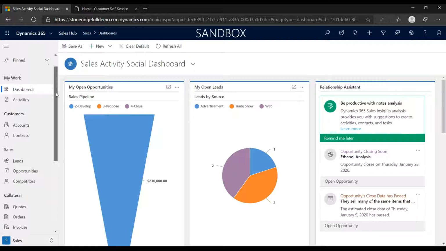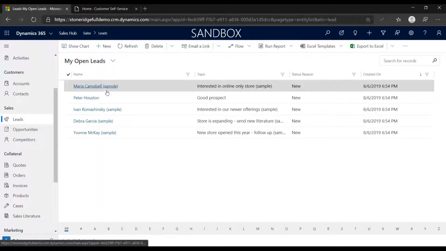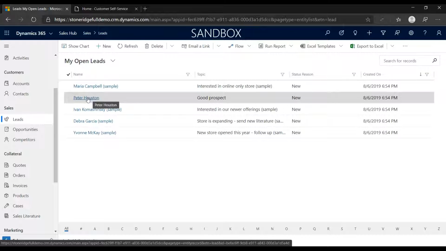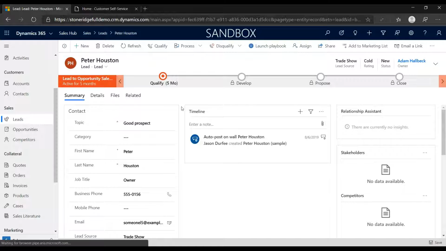On the left-hand side here, if we go down, I'll click into leads. And here we have a list of my leads. I'm going to go into this good prospect here. So one thing to keep in mind as we jump into and break down the anatomy of a lead here is that a lead in Dynamics 365 is really a data quality control mechanism.